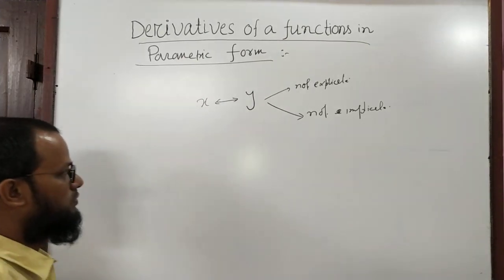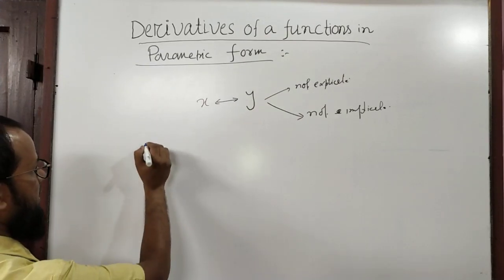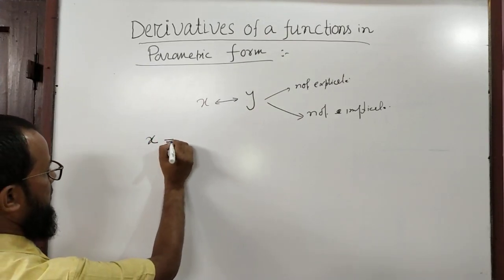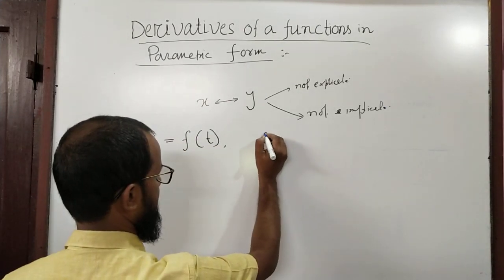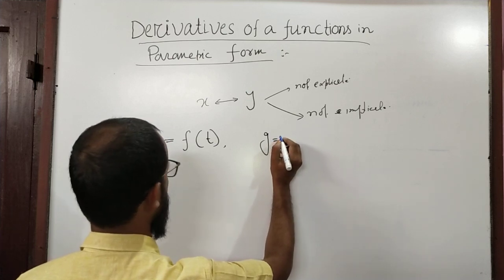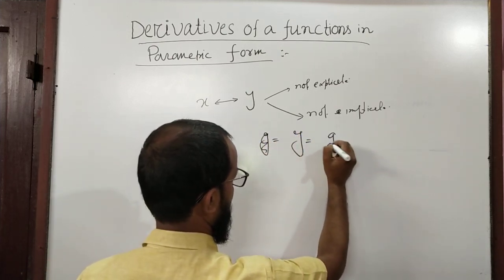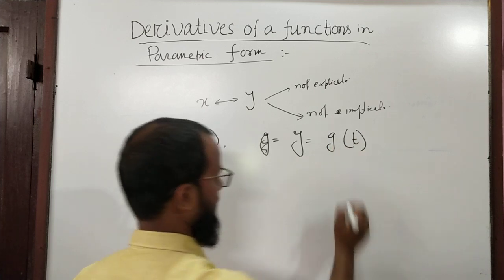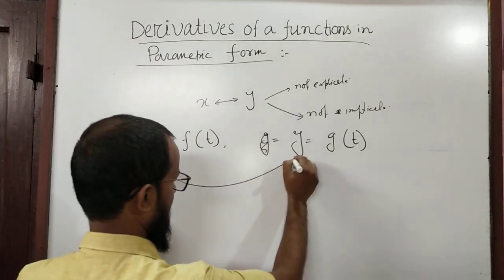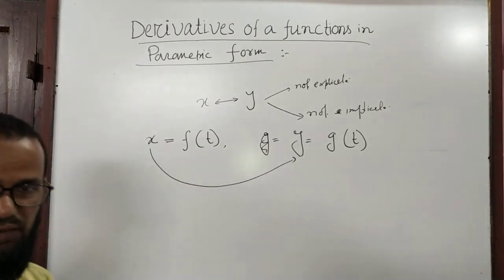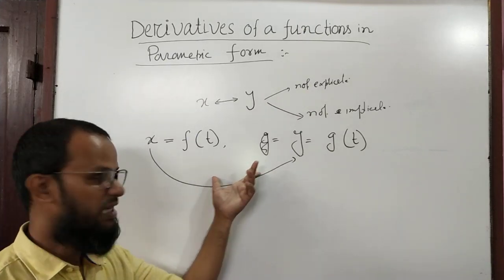For example, suppose that x is a function of t, and g is another function. y is a function which is in terms of t. And if we create a relation between x and y in some possible way, then we can say that relation is called parametric form.